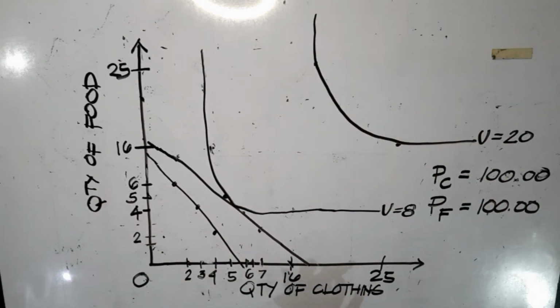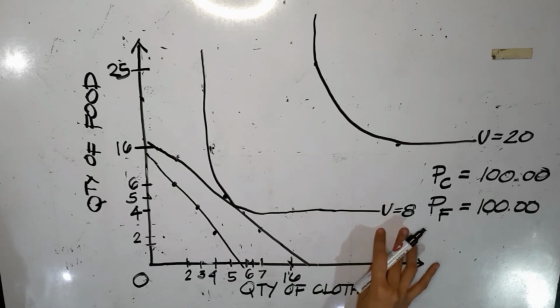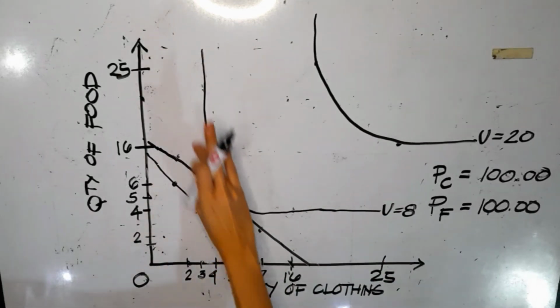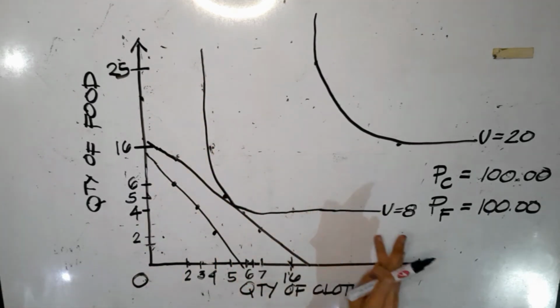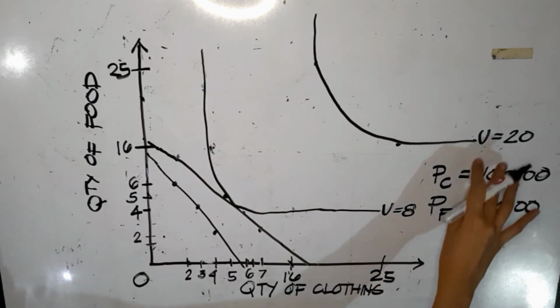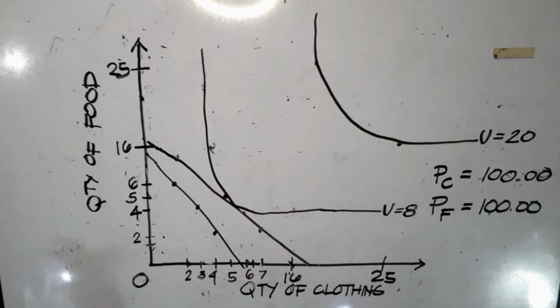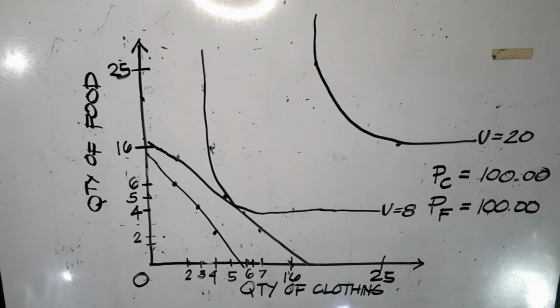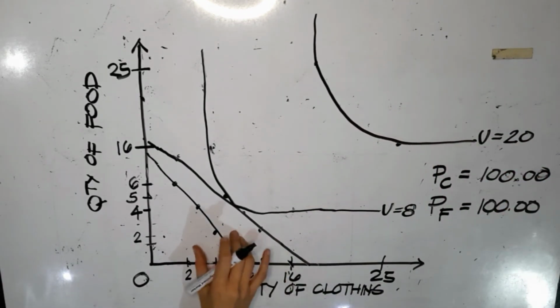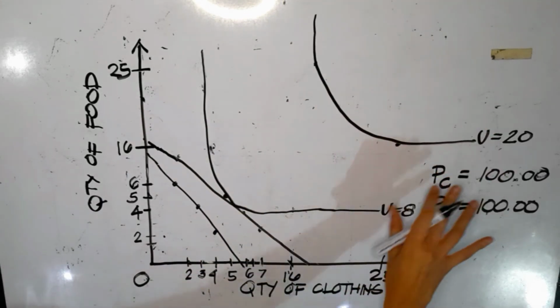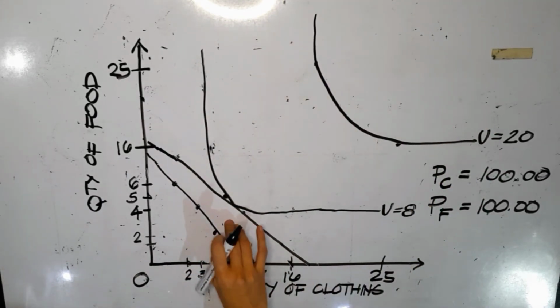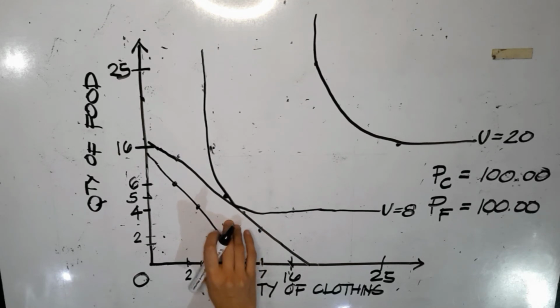Okay. So recall that if we want a utility of 8, it should be within this indifference curve. And if we want a utility of 20, it should be within this curve. Of course, you'd be much happier. You would be more happier if you have higher utility. But it's because of budget constraint, you shouldn't go beyond. Okay, you'd be happier, but wouldn't be able to afford it. It's because of your income.